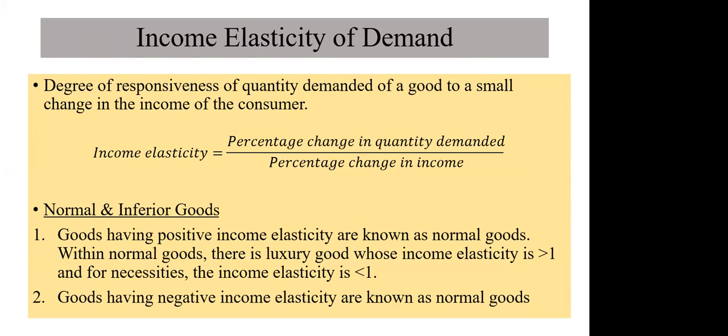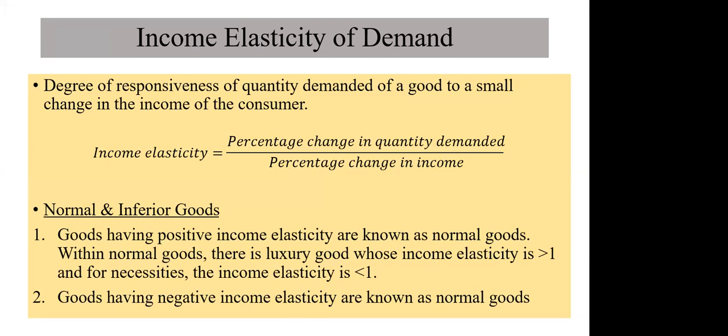In case of luxury good, if the proportionate increase in income is 20%, the quantity demanded of luxury good will increase by, suppose, 30%. That means more than the percentage change in income. As a result, the income elasticity value will be more than 1. And in case of necessary goods, when the percentage change in income is suppose 20%, the percentage change of quantity demanded will be less than 20%. So the income elasticity value will always be less than 1.